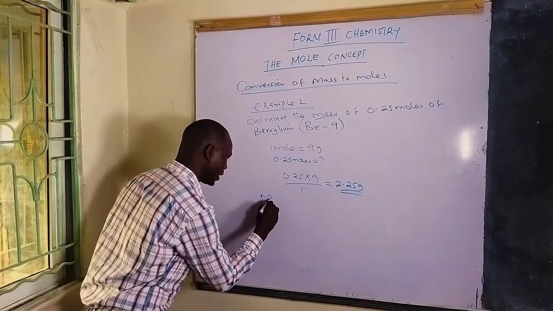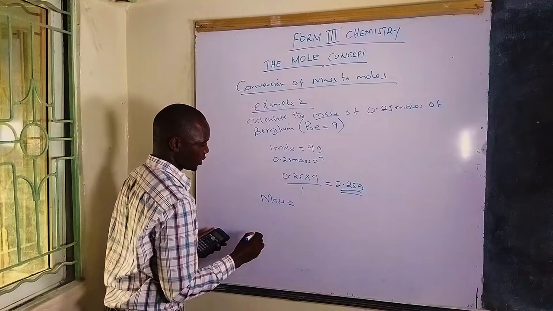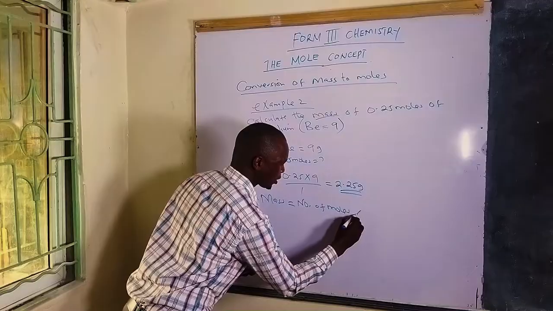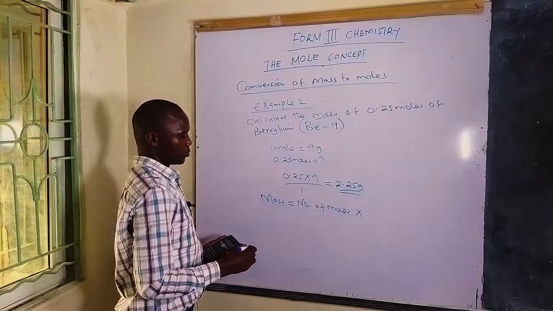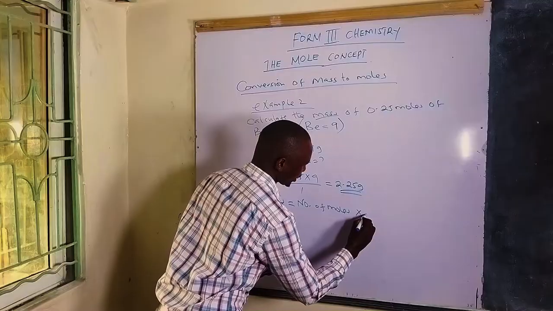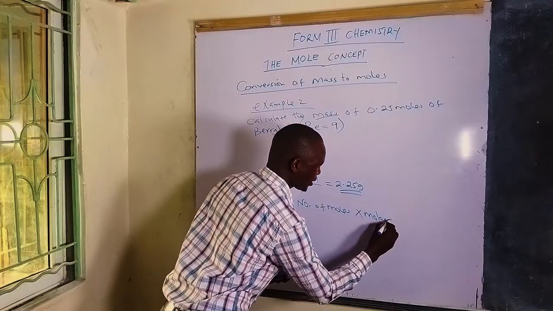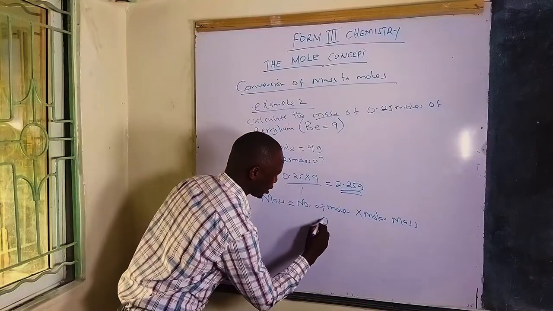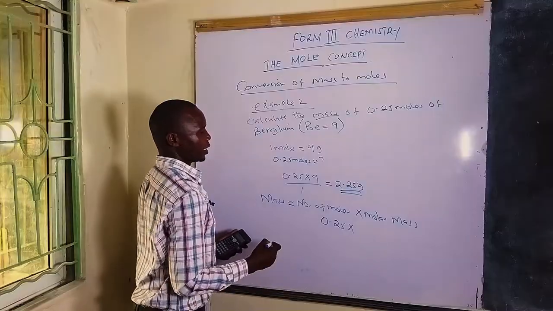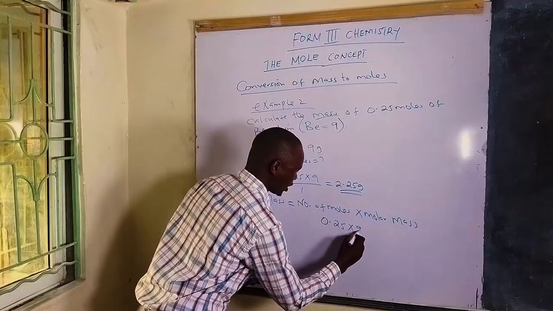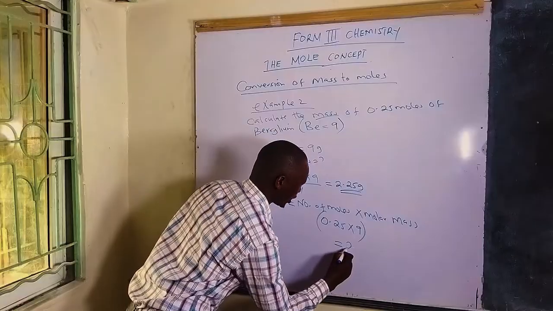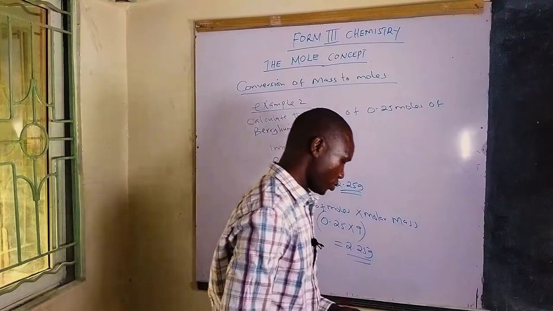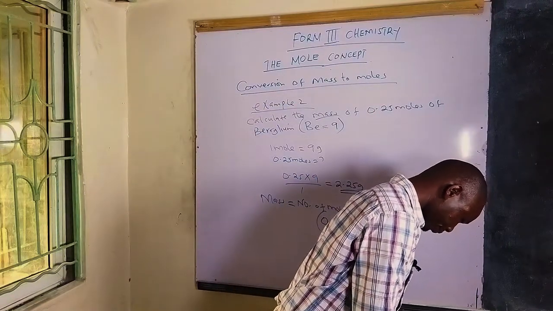But how do we calculate mass using the formula? Mass is always equal to the number of moles multiplied by the molar mass, which is the same as the relative atomic mass for elements. The number of moles from the question is 0.25. We multiply by the relative atomic mass of beryllium, which is 9, and the answer is exactly 2.25 grams. And that is how we do that calculation.